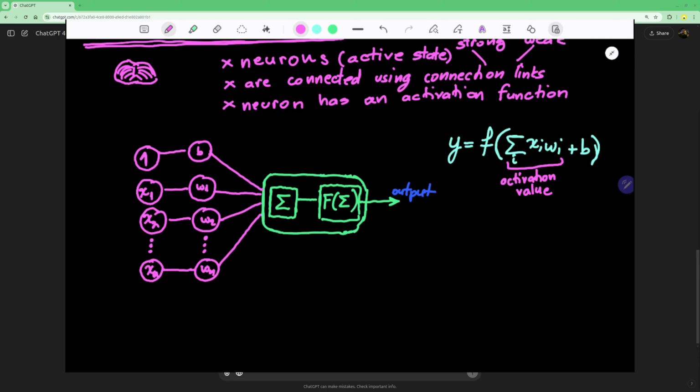So what do we do then? We use the result of the sum as an input to the activation function f. And the activation function f is also called a transfer function. They all have to be non-linear. What does it mean if something is non-linear? What does this mean?